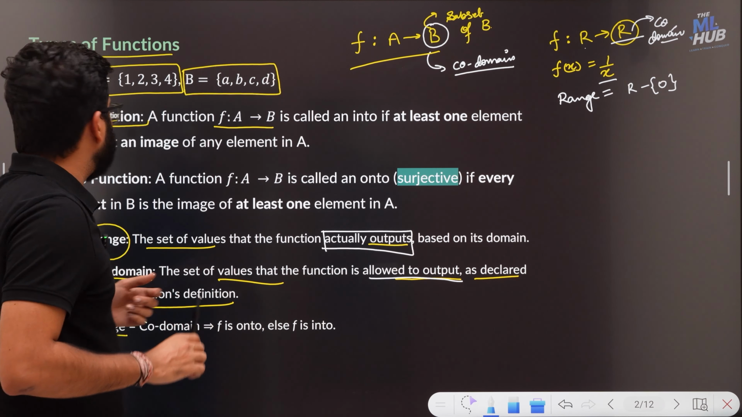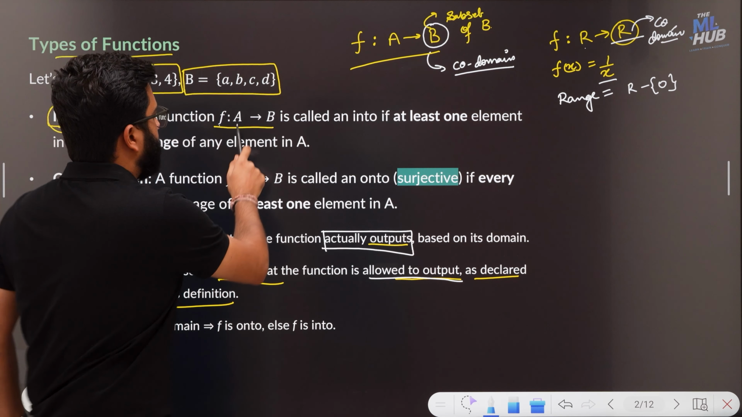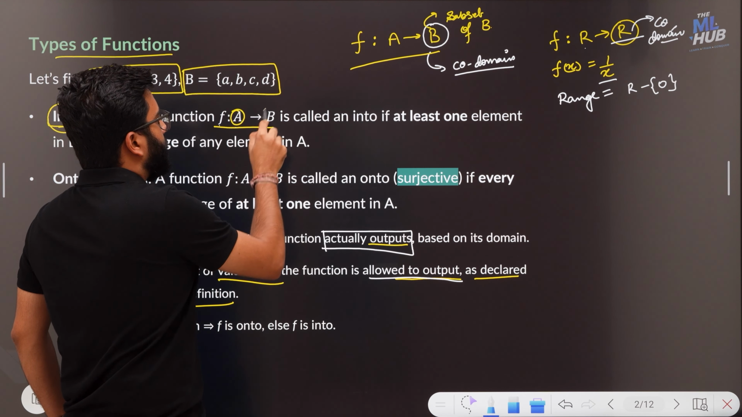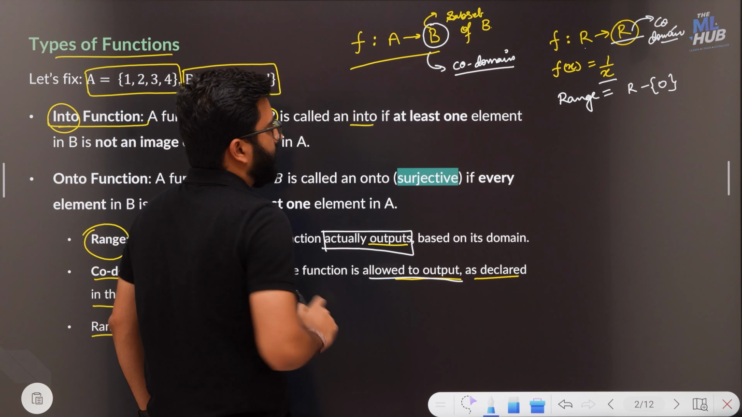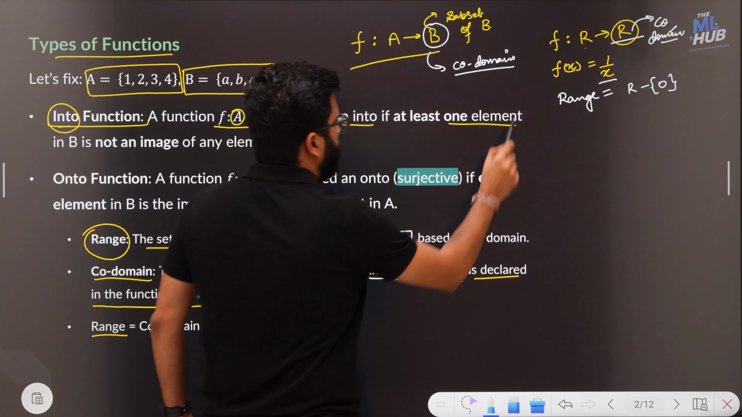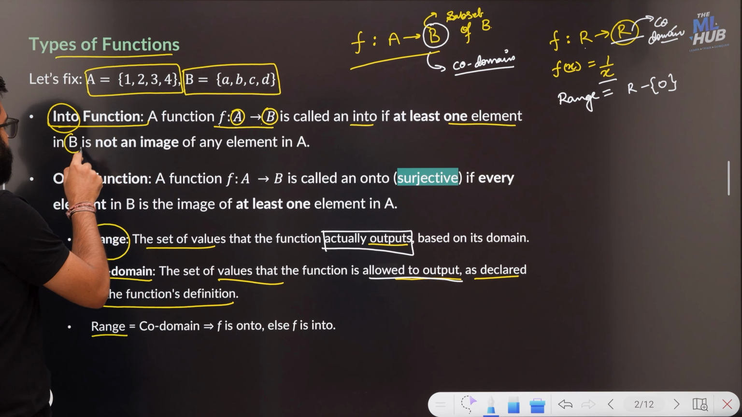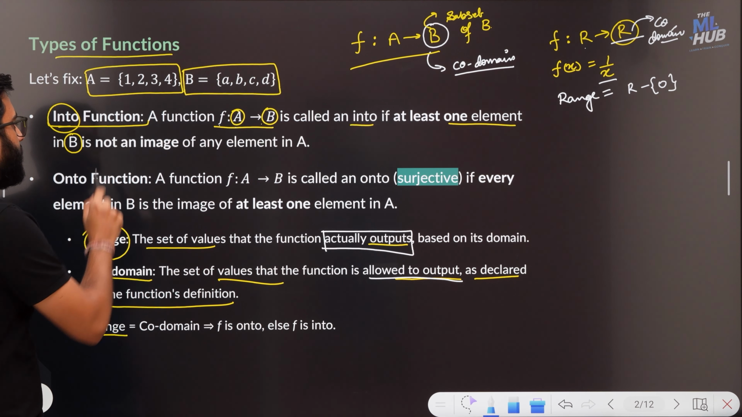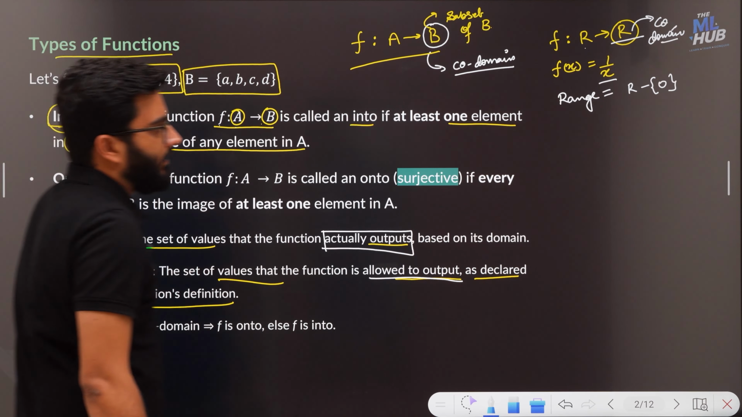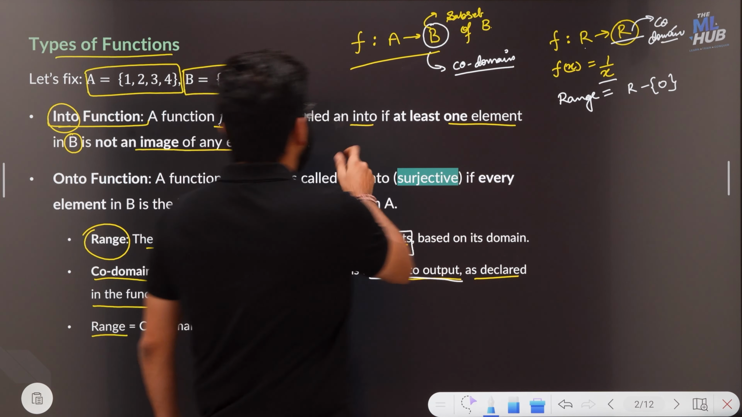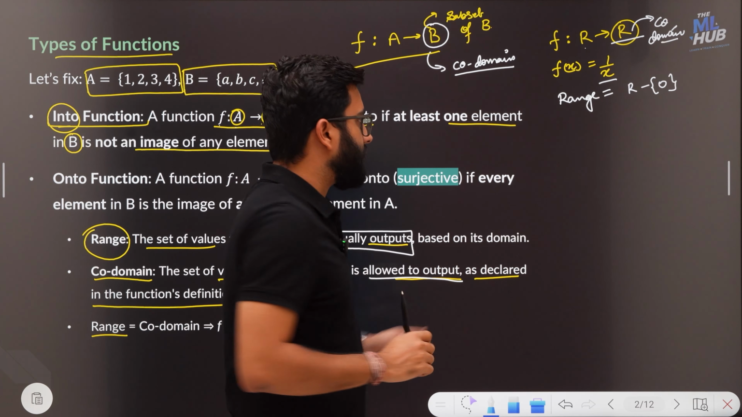Alright, so now let's come back to the definition of into functions. A function defined from A to B, where B is the codomain, is called an into function if at least one element in B, the codomain, is not an image of any element in A. That is, at least one element in B does not have a corresponding pre-image in A.